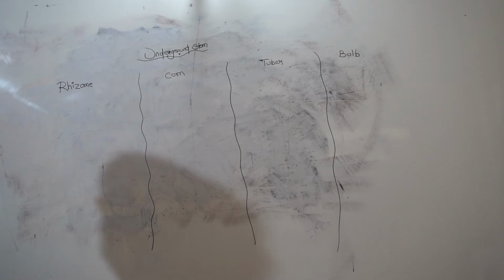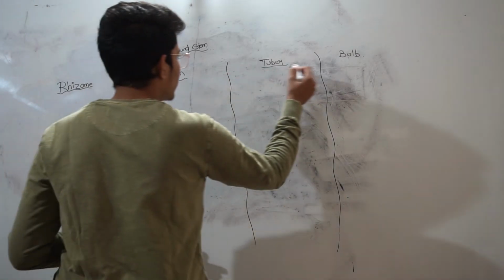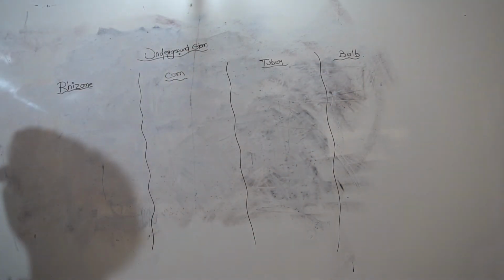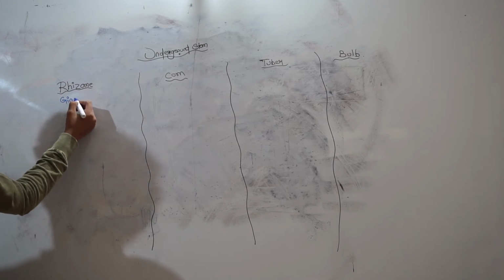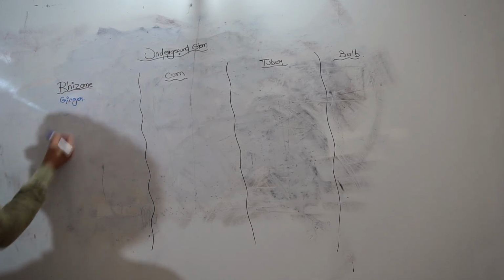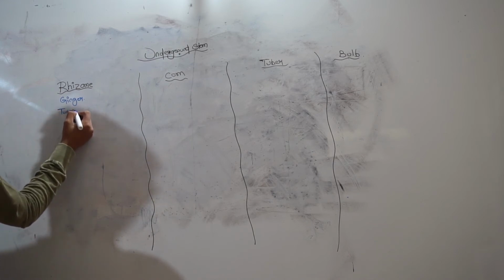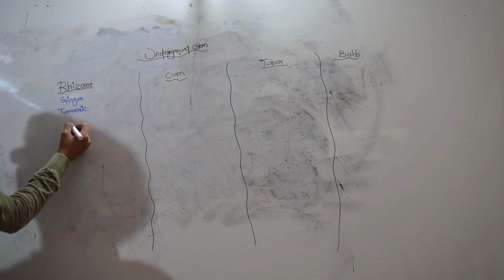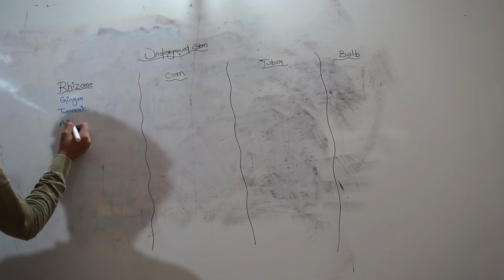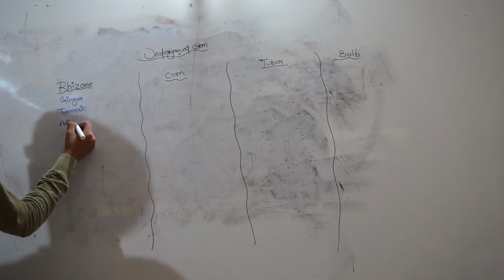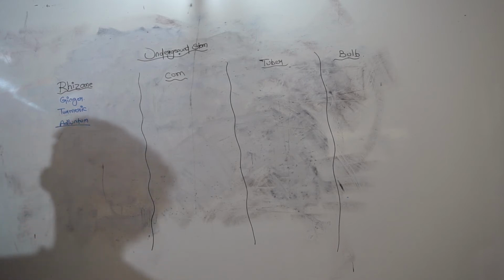So one of the most popular examples of rhizome is ginger. Let us write down examples of rhizome: ginger, turmeric, adiantum, and aspidium.